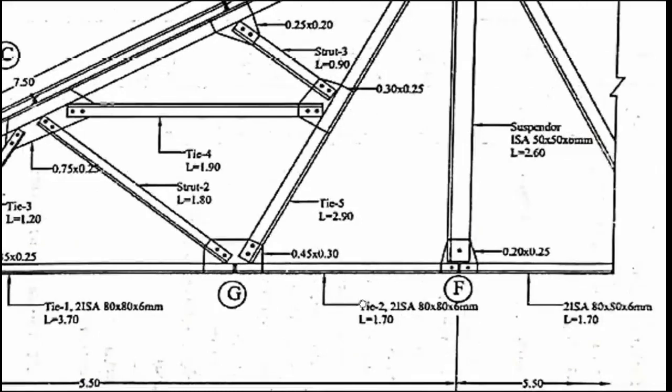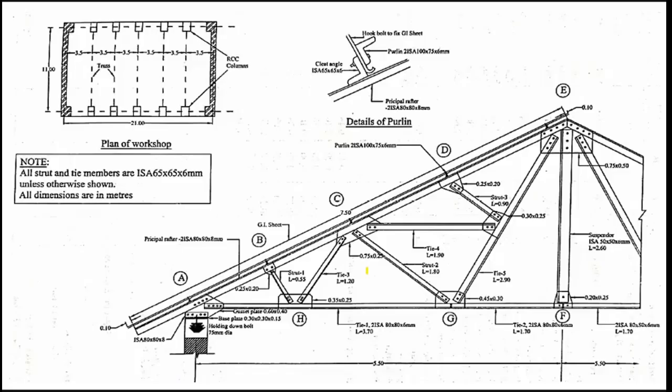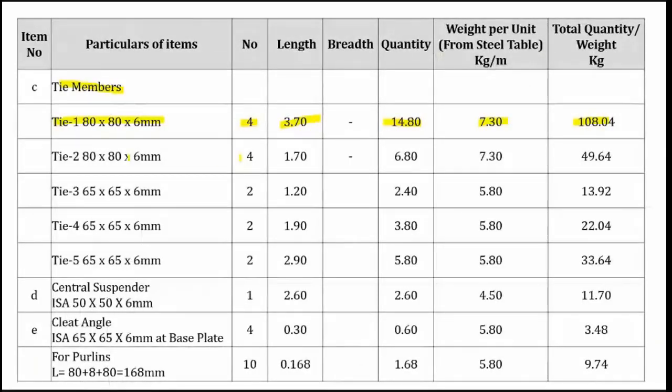Why? Because you can see, from this line till this line it is 1.7 meters. Again from here till here we have another 1.7 meters. Right? So this is double angle, two numbers we have. Similarly here we have double angle, two numbers. So totally four numbers. Therefore tie member number 2, double angle 80 by 80 by 6, left side to right side 2, therefore four numbers, length is 1.7 meters. Multiplied by weight per meter, we will get the answer.